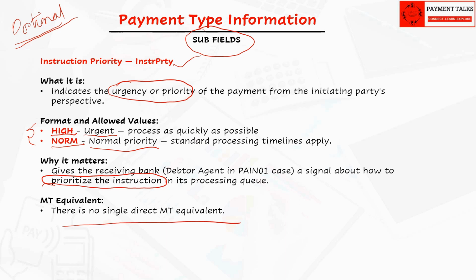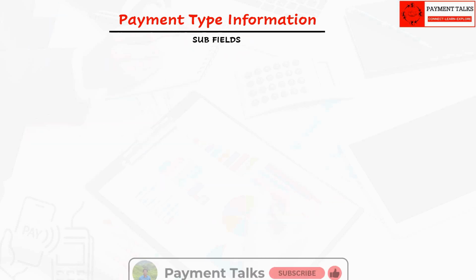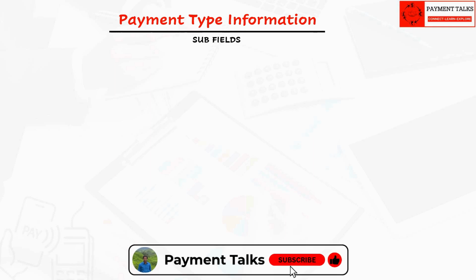In MT101, urgency was sometimes communicated via field 23E instruction codes. Example, URGP for urgent payment. Though the same field is present in MT103, the code URGP is not supported. The next subfield is service level.